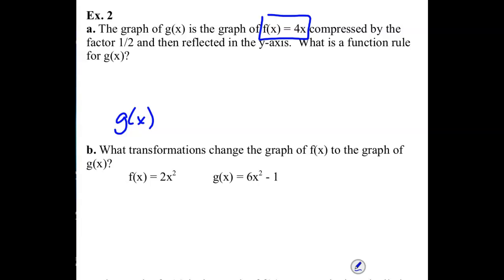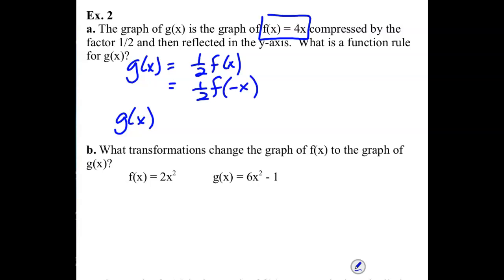Okay? So we are going to take our f of x and we're going to do half of it. And then it says we're going to reflect it in the y-axis. What would happen if we reflect in the y-axis? So our x's change now. Wherever we had an x, we're going to put a negative x. Our next step would be like that. We're going to take half of our initial function and we're going to change our x's to be the opposite. Okay, so let's actually do that with what we have here.